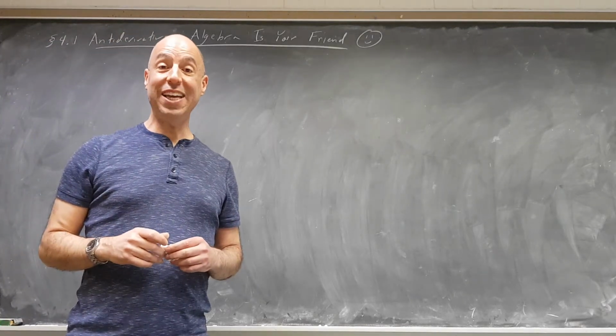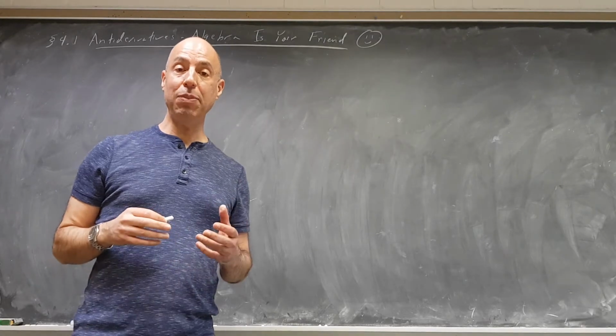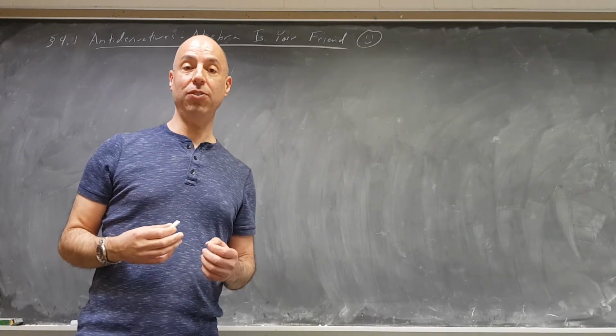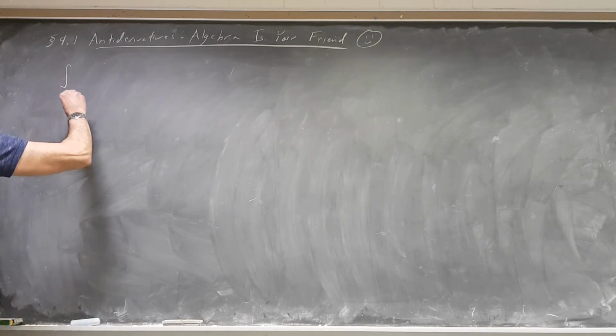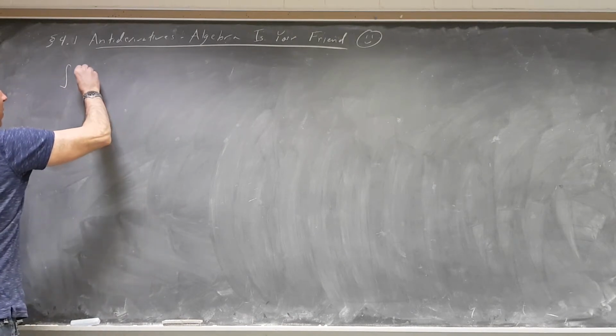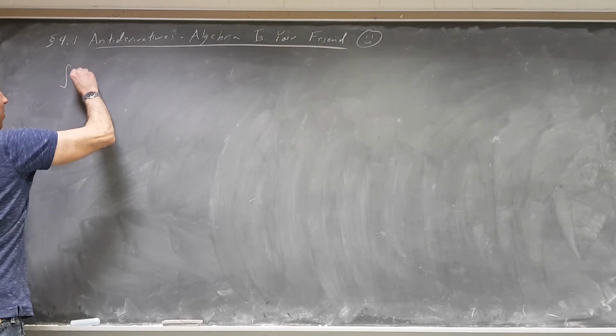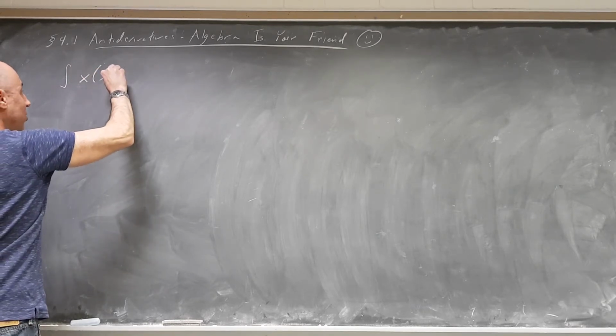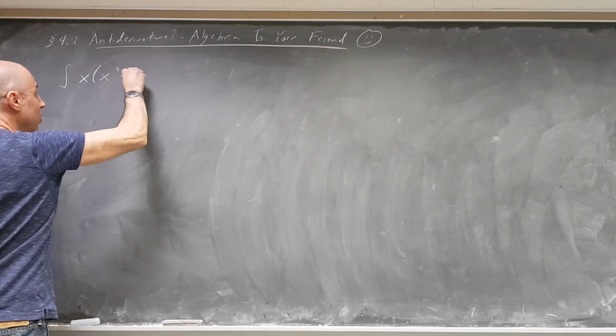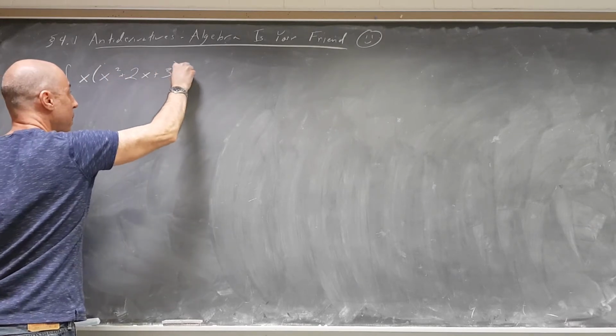Now that we have the basic antiderivative rules down, I want to talk a little bit more about taking antiderivatives. Let's say we have something that looks like this. How about the antiderivative of x times x squared plus 2x plus 3.